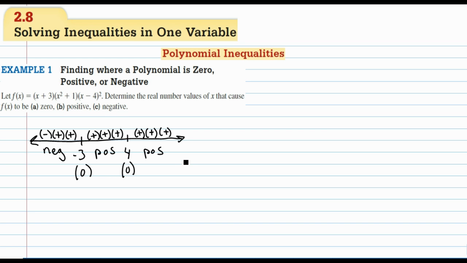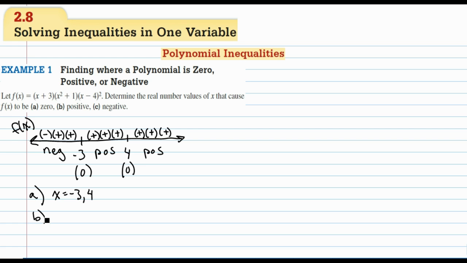So now this sign chart tells me everything I know about the signs of f of x: where the values will come out negative, where the values will come out positive, where the values will come out 0. So now I can answer parts A, B, and C. Part A, where will f of x come out 0? At x equals negative 3 and 4.